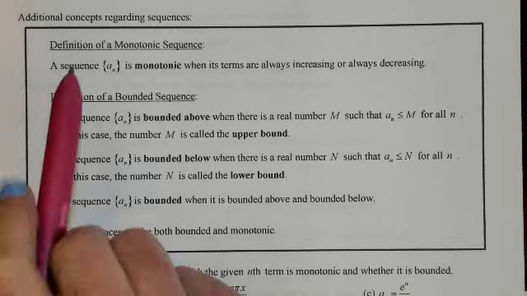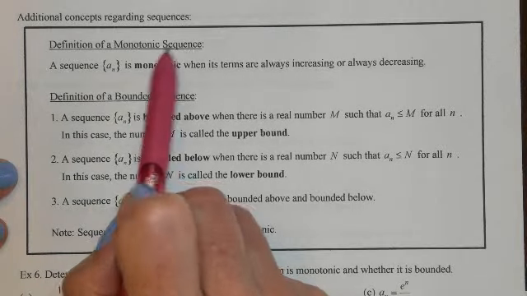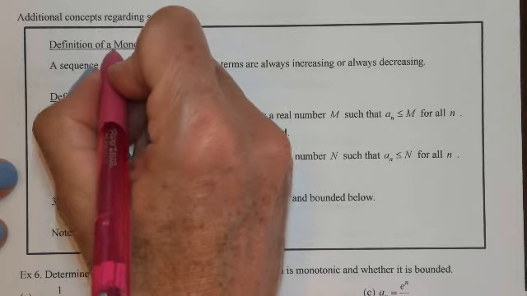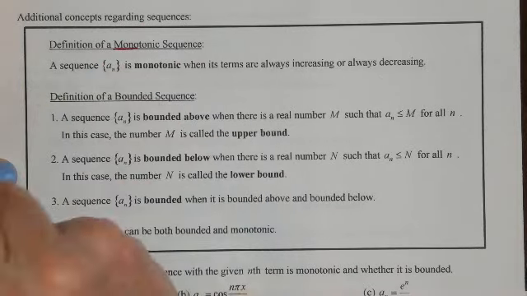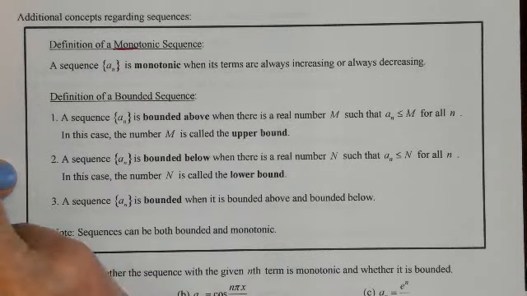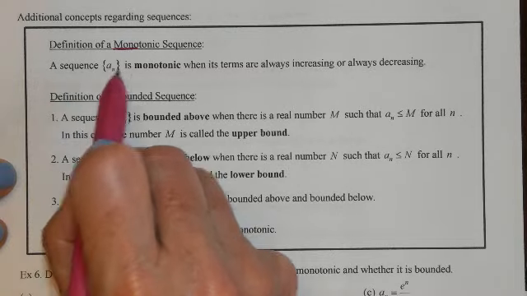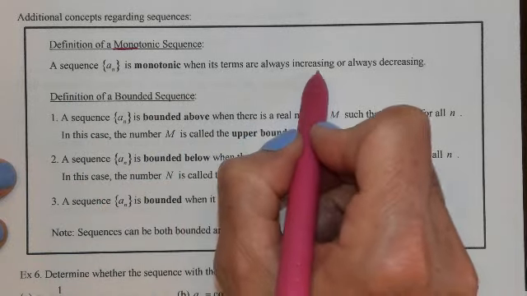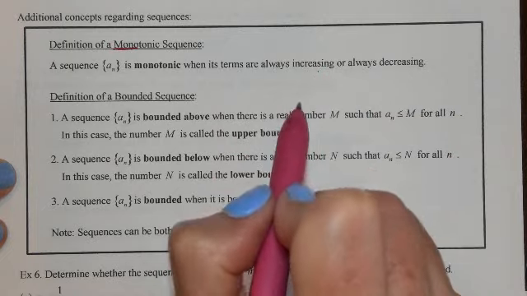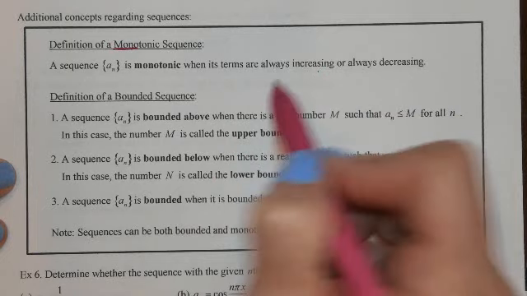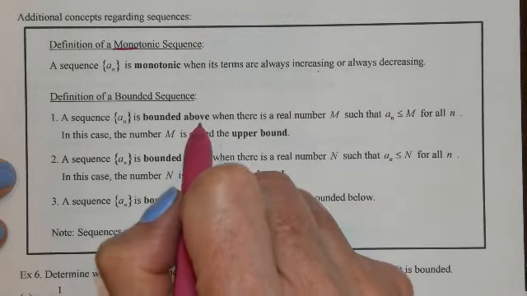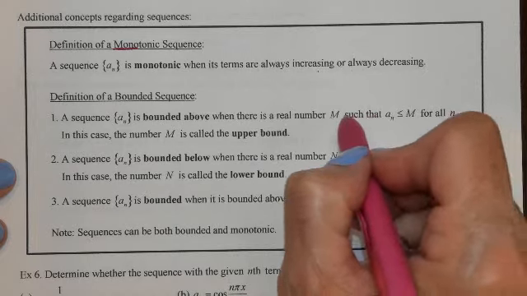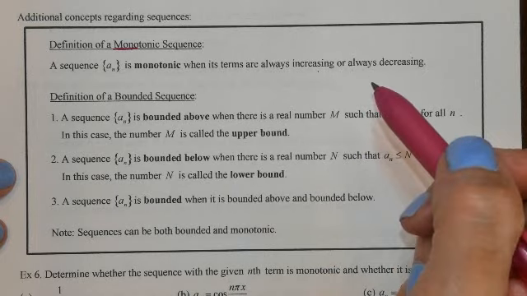So first of all, a definition of a monotonic sequence. Well, that prefix mono kind of says singular or one, right? A sequence is monotonic when its terms are always increasing or always decreasing. Okay? And that's all a monotonic sequence is. So if it's always increasing or always decreasing, it's monotonic.